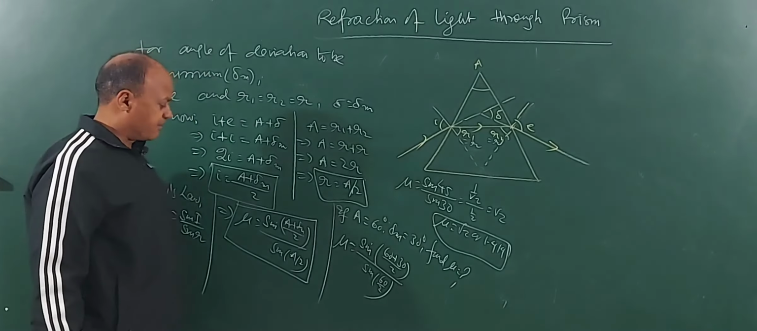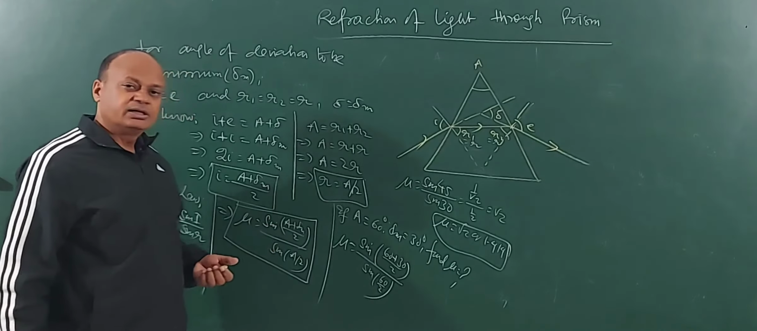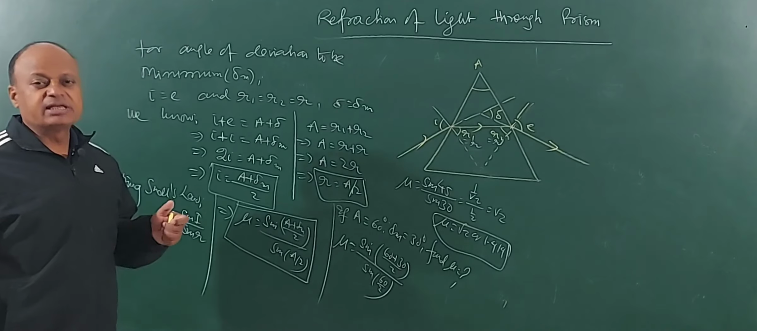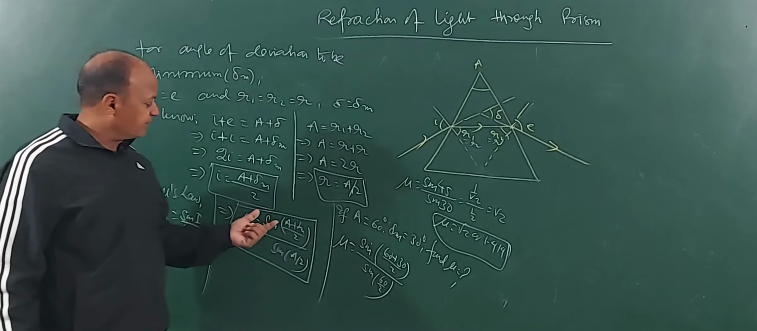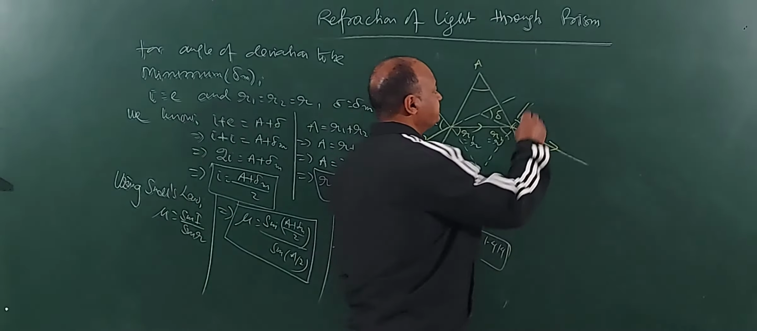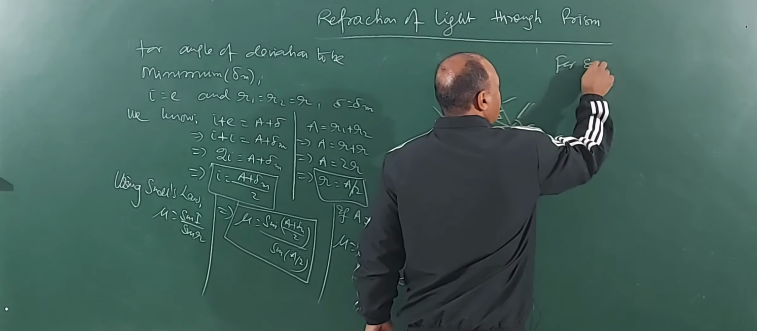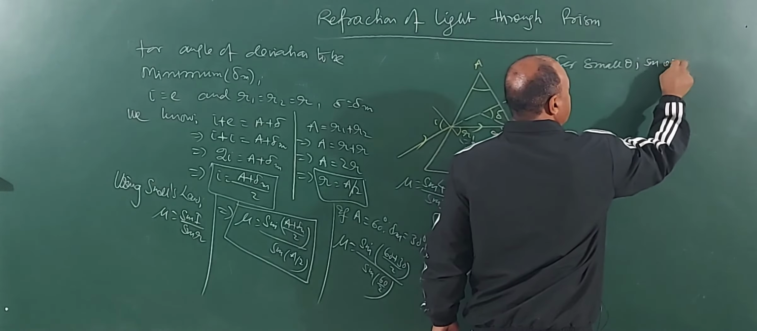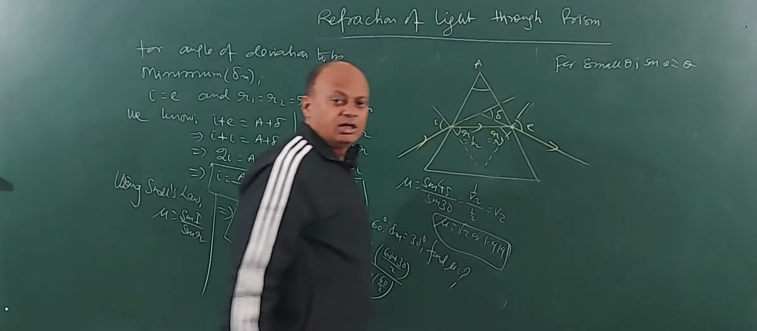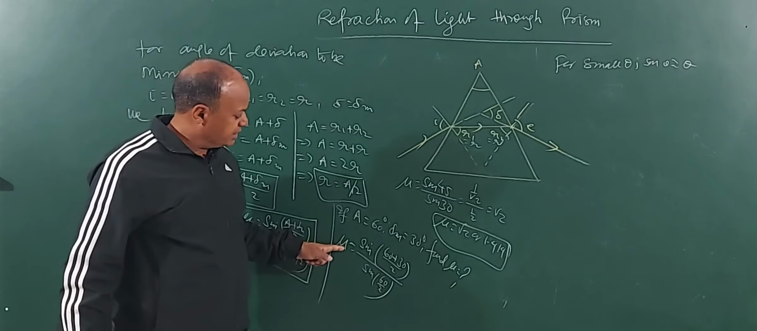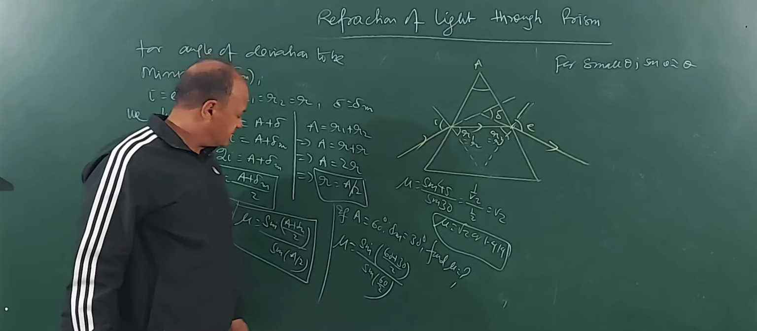Now I will be doing one approximation out here which is important again for exams. If angle theta is small, then sin theta is nearly equal to theta. In fact, in real practice these angles are quite small. So for small theta, sin theta is nearly equal to how much? Theta.